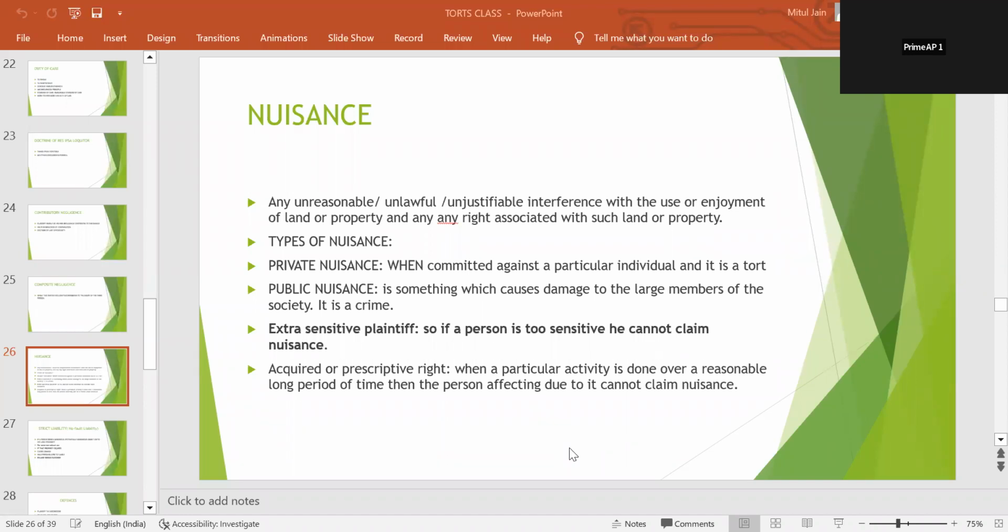The answer is simple. It would, in this situation, be considered as nuisance because you are doing an unreasonable act within a residential premises. Am I clear?